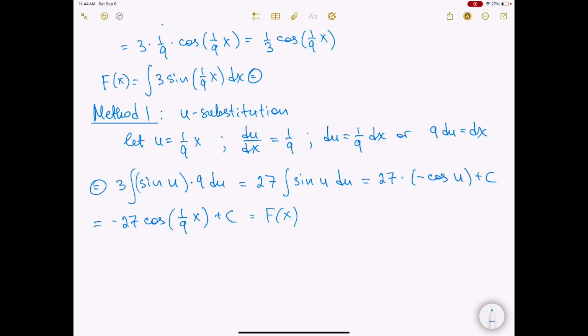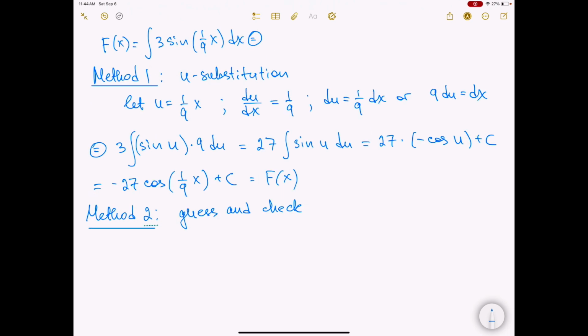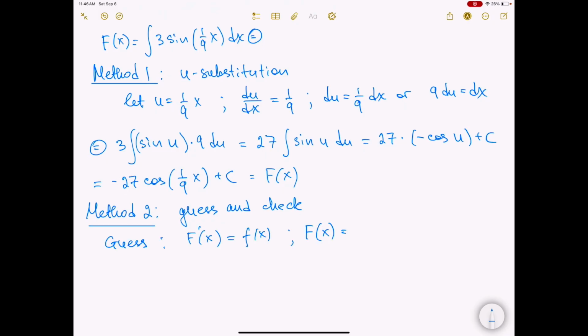Method number 2 is also very common and useful. It's called guess and check. Using guess and check, we'll guess what the antiderivative might look like, and check how close we are to the actual function by taking the derivative of our guess. Because the original function has sine in it, I'm going to guess that the antiderivative has cosine involved in it, of the same argument. So I would guess that the antiderivative of our function is equal to cosine of 1 over 9x.